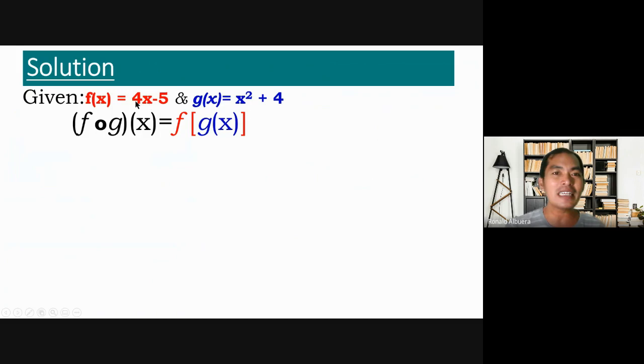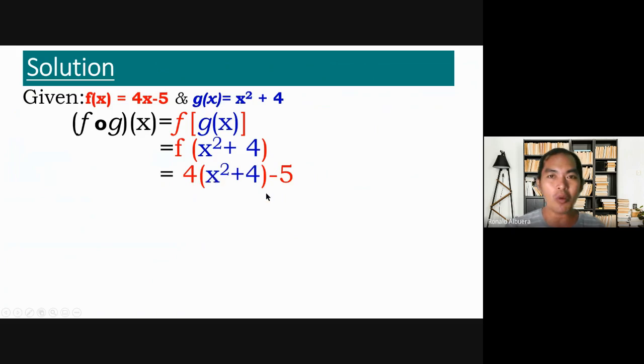meaning yung katabi ng 4. Magiging 4 times the quantity. 4 times the quantity of x squared plus 4 at kukopyahin itong negative 5. Negative 5. And then, we distribute 4 inside the parenthesis. 4 times x squared is 4x squared. 4 times positive 4 is positive 16 at kukopyahin yung negative 5.